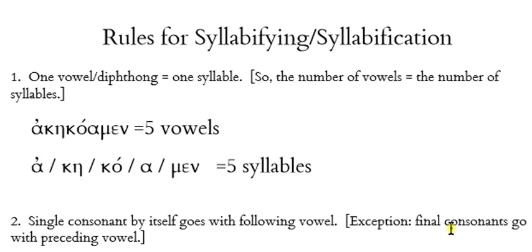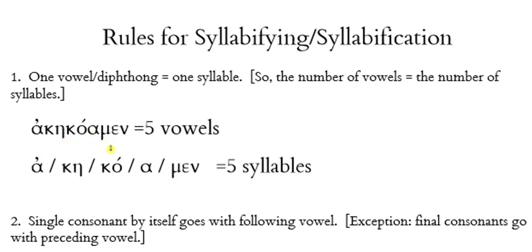Okay? So one vowel or one diphthong equals one syllable. So how do you know how many syllables a word has? Count the vowels and diphthongs. That's how many syllables you got. And by the time you're done slicing and dicing, that's how many little parts you should have left. Okay? So take a look at this word. This is pronounced a-ke-ka-amen. Say that with me. A-ke-ka-amen. How many vowels do I have here? 1, 2, 3, 4, 5.